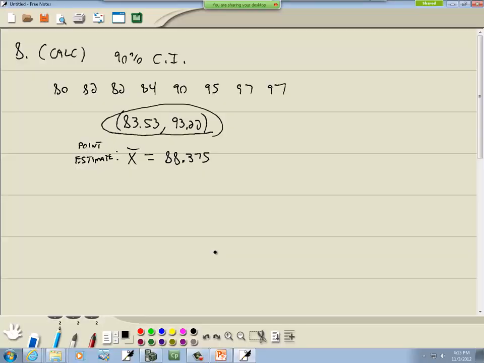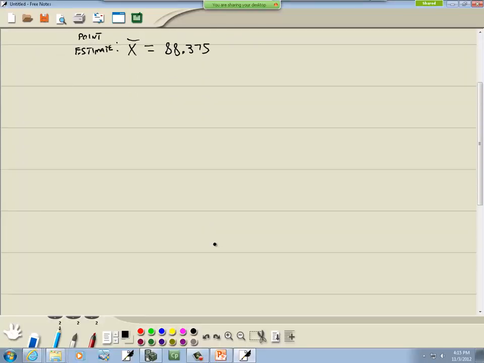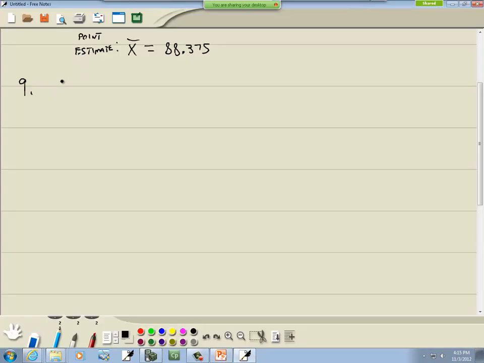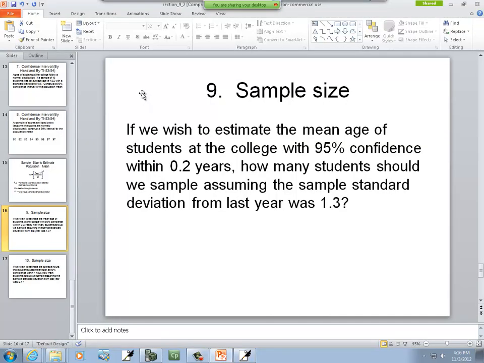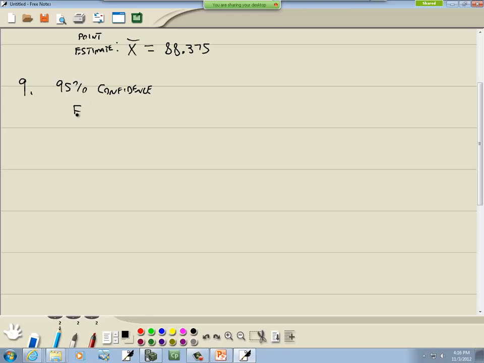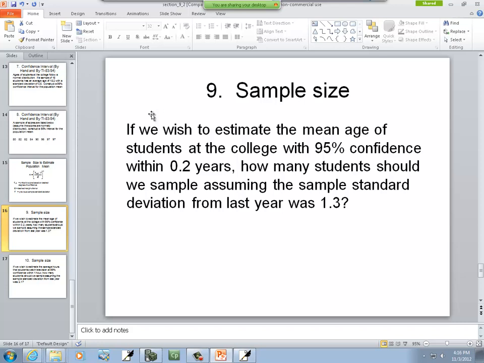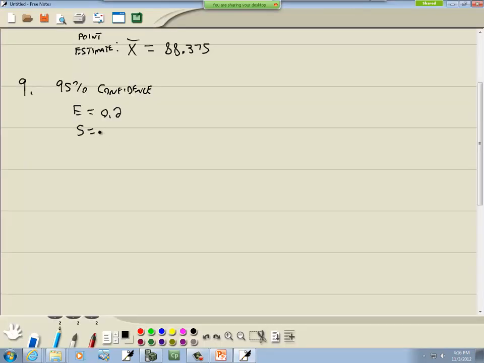Let's take a look at some sample size problems. If we wish to estimate the mean age of students at the college with 95% confidence within 0.2 years, well, within is always your E. So E is 0.2. How many students? Now notice the difference here. It's not asking about a confidence interval anymore. It's asking how many we should sample, assuming the sample standard deviation from last year was 1.3. So S is 1.3.